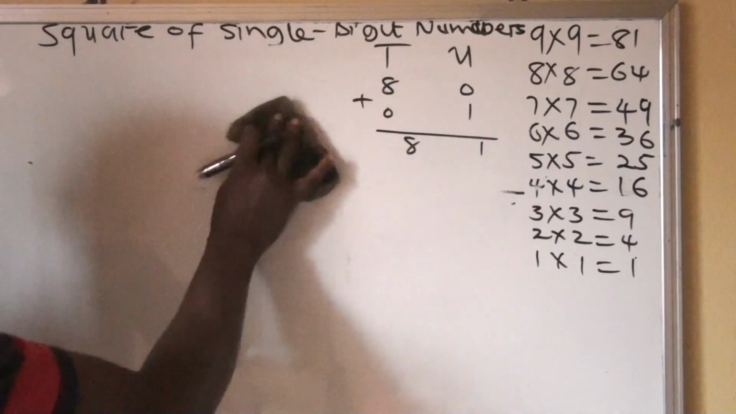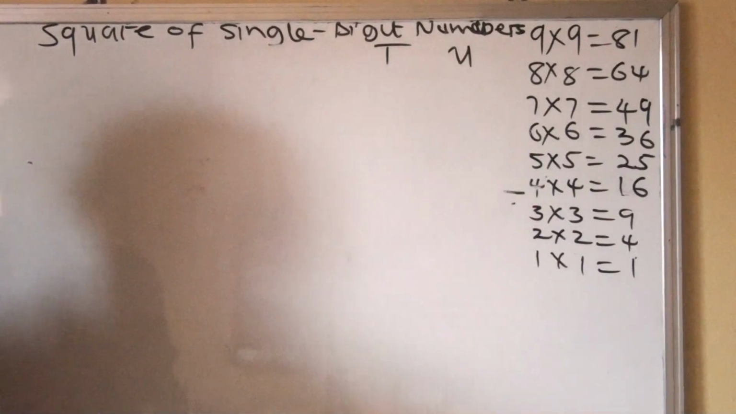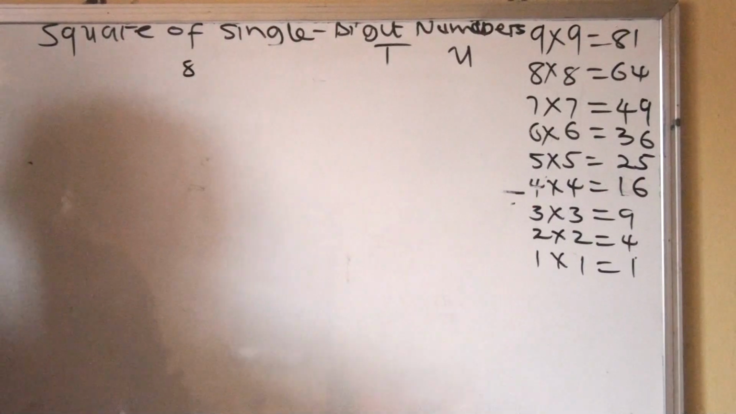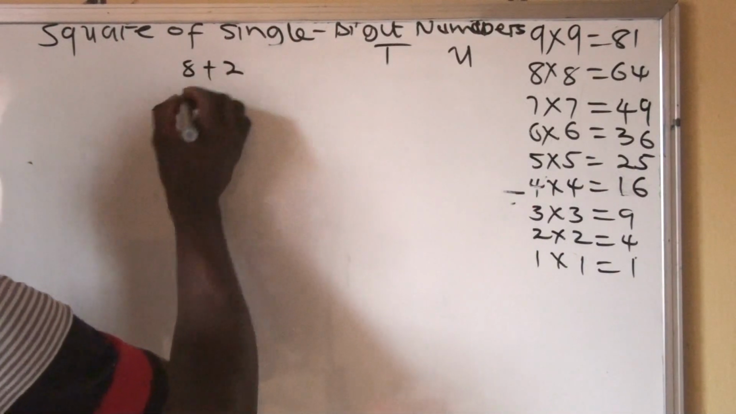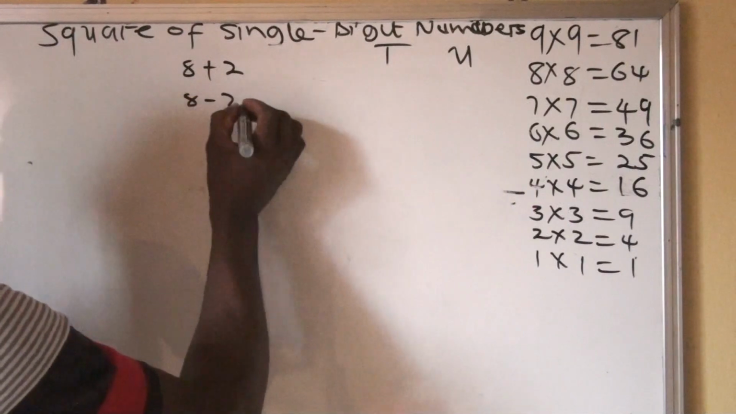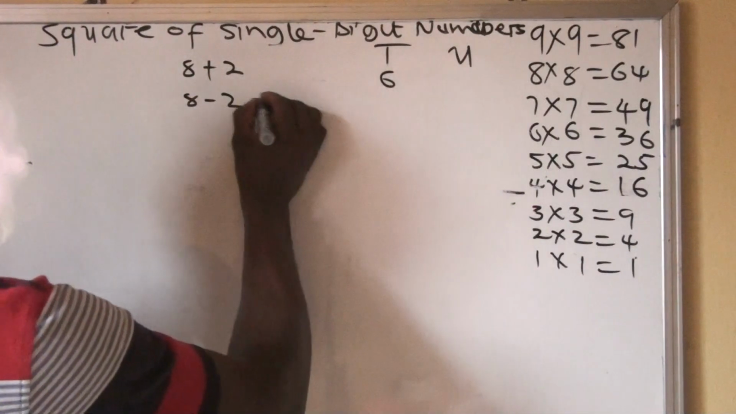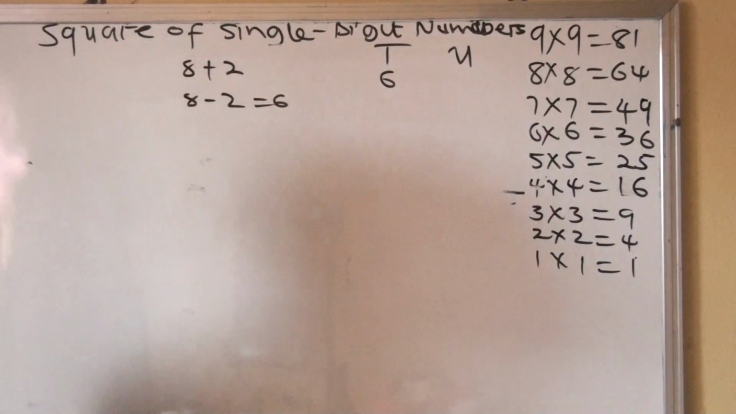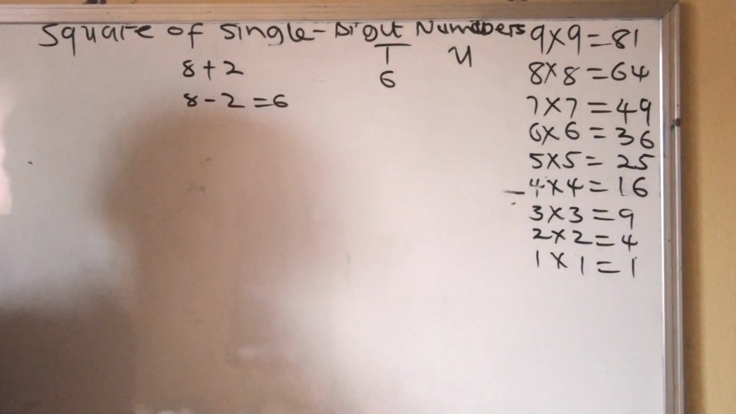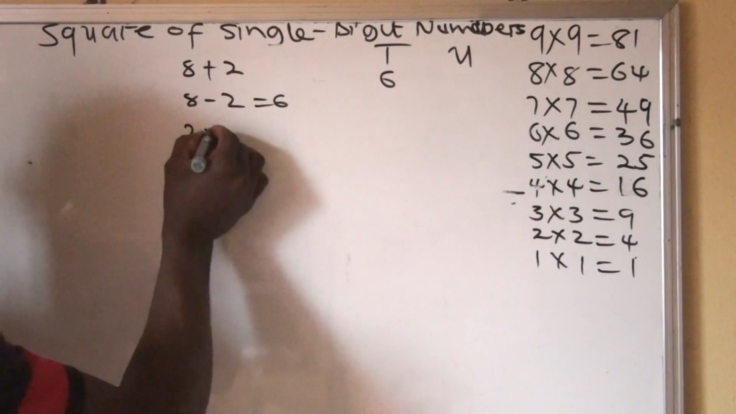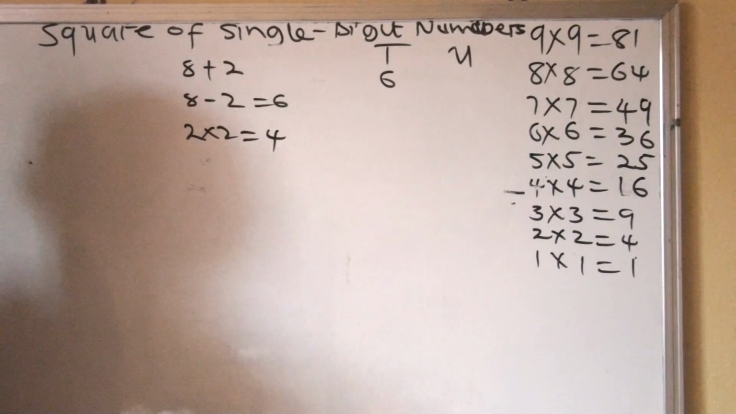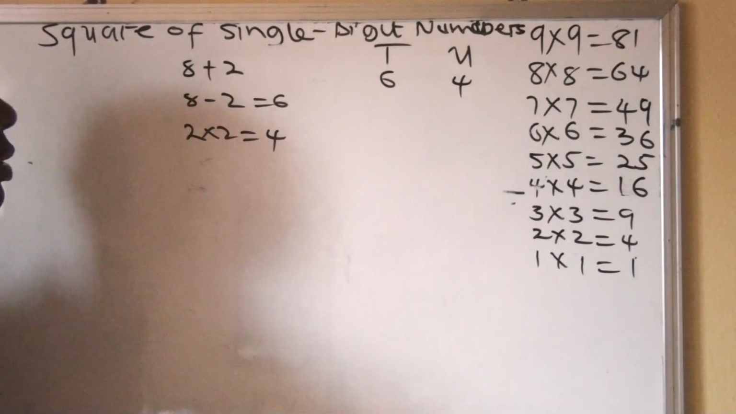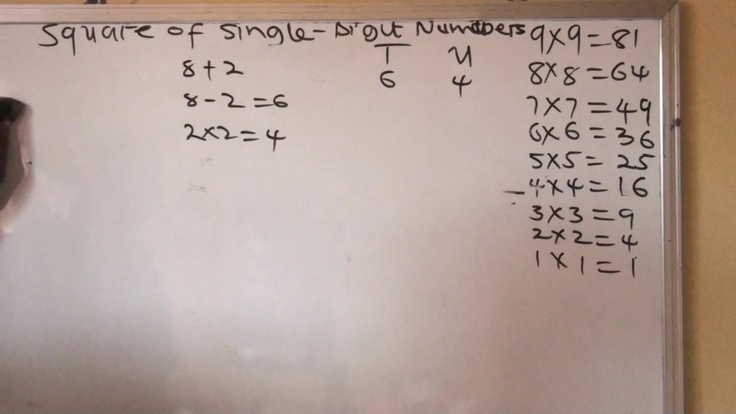Alright, now let's move on to 8. 8 times 8. What number do we need to add to 8 to make it 10? The number is 2. So that's the number you subtract from 8, and this will give us 6. So you put the result under the tens digit. Then you square the number that was added, which is 2 times 2. That will give us 4. You see, it is very easy that the square of 8 is 64.